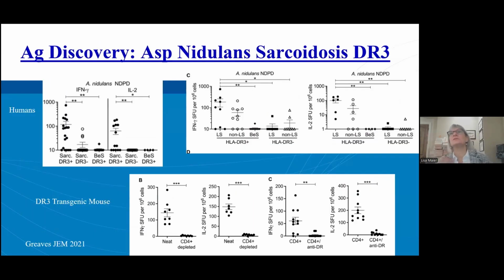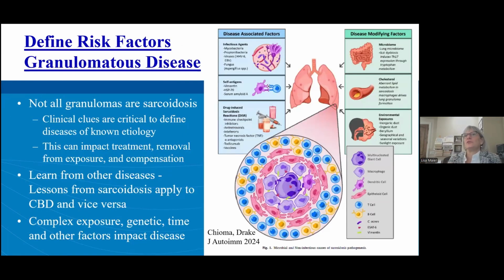We've used the same approach in the sarcoidosis cases who have this DRB1*0301, Löfgren's cases from Sweden, and actually found an Aspergillus nidulans peptide that seems to stimulate the immune response. And what we found was, even in our cases of non-Löfgren sarcoidosis who have this HLA-DR3, we found an elevated immune response to this Aspergillus nidulans, and a transgenic mouse that seems to recapitulate some aspects of the immune system. So hopefully I've shared with you that the development of granulomas is quite complex, and that we are really learning information from one disease that has implications for the others.